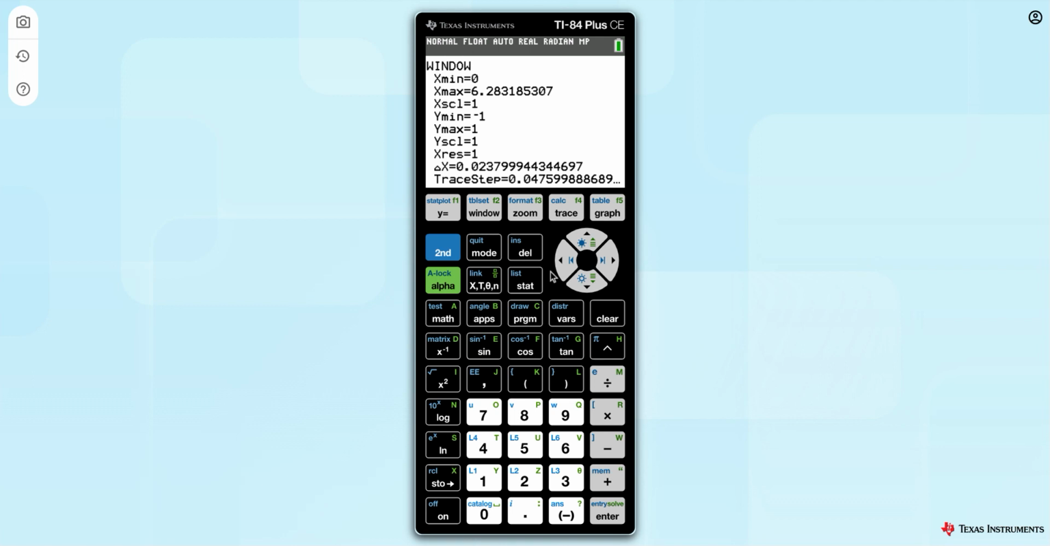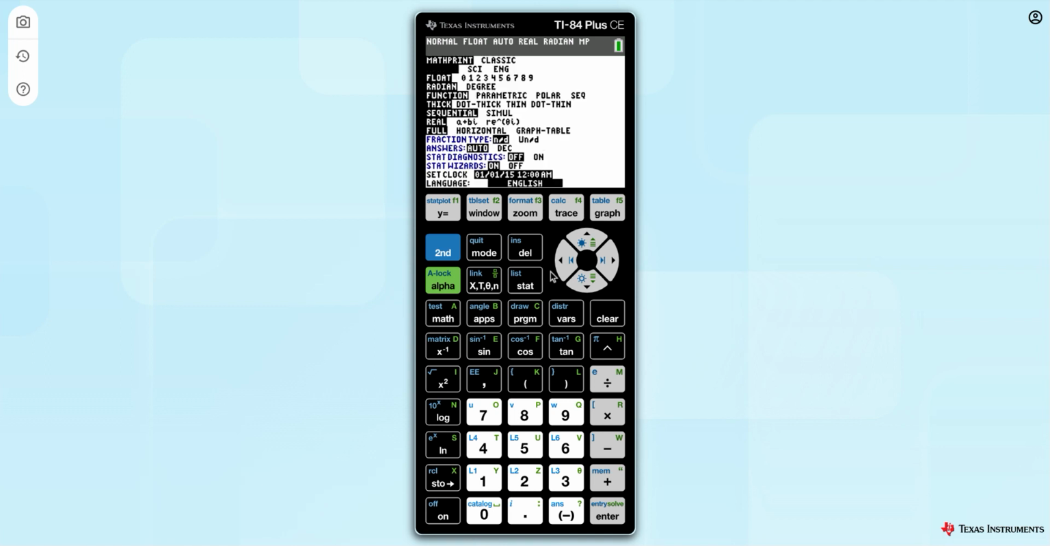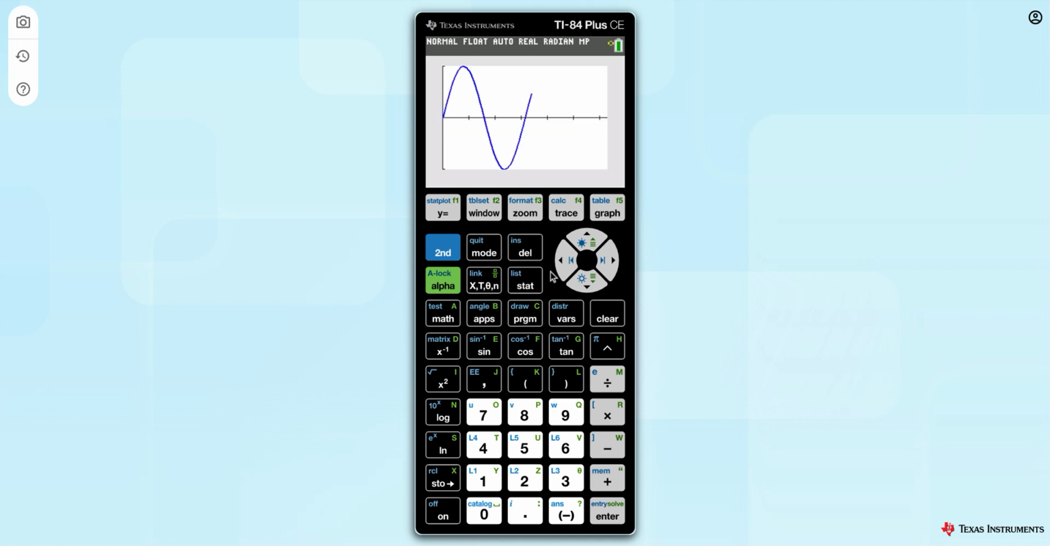I believe it. Yeah. Your mode has to be in radian mode. If it's in degree mode, it's probably not going to work. You hit graph, and you get that. That b value of 2 gives you 1, 2, 3, 4, 5 x-intercepts.